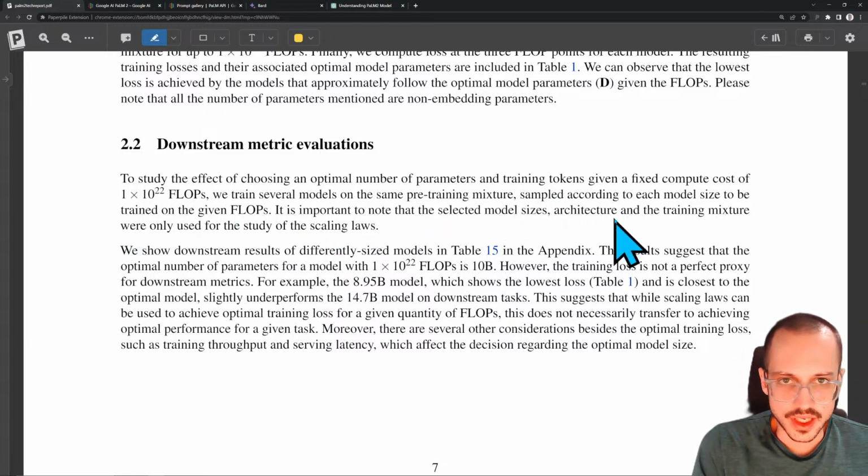Important to note that the selected model sizes, blah, blah, blah, results only suggest that the optimal number for a parameter is 10B. Yeah, I don't feel like these are good proxies.